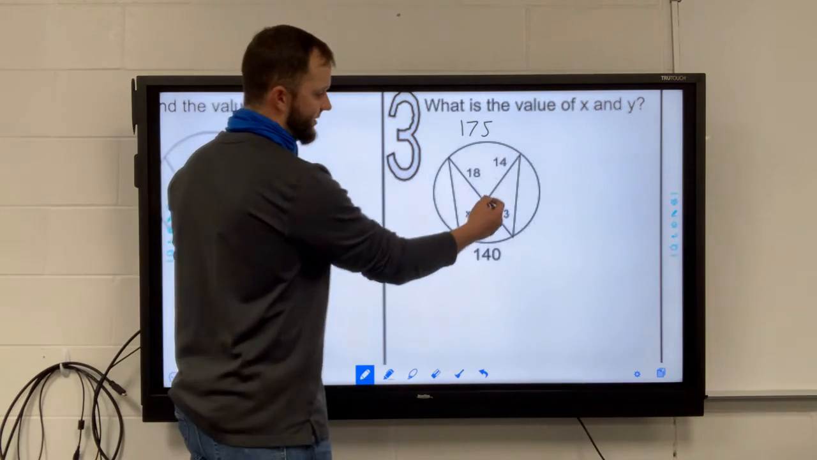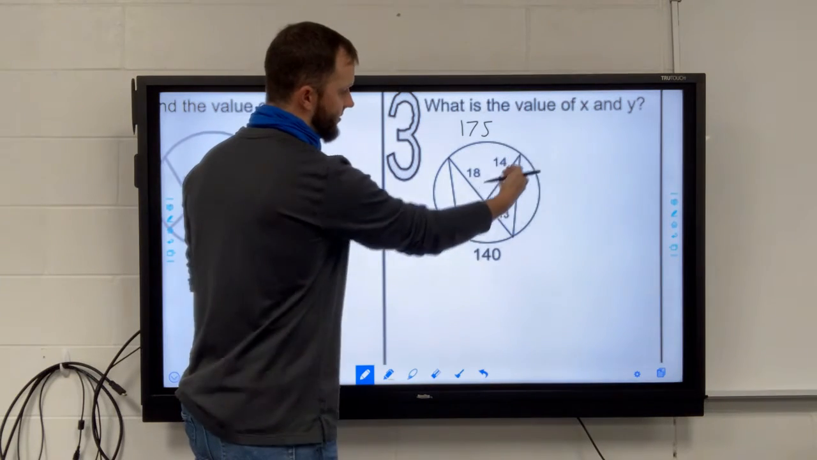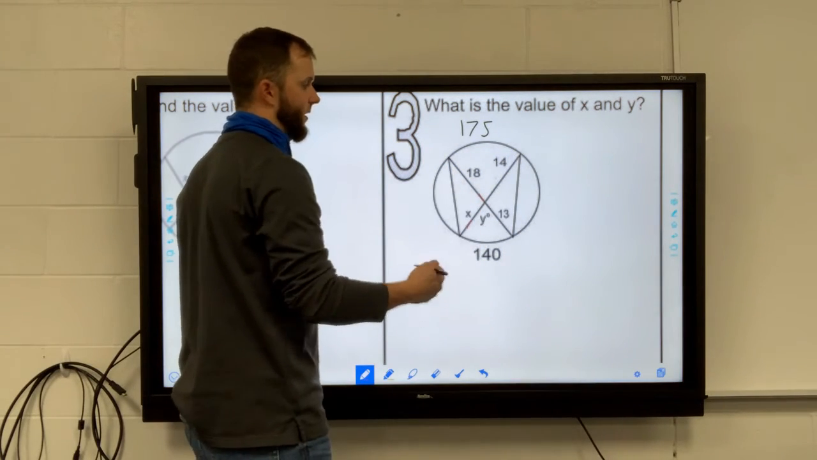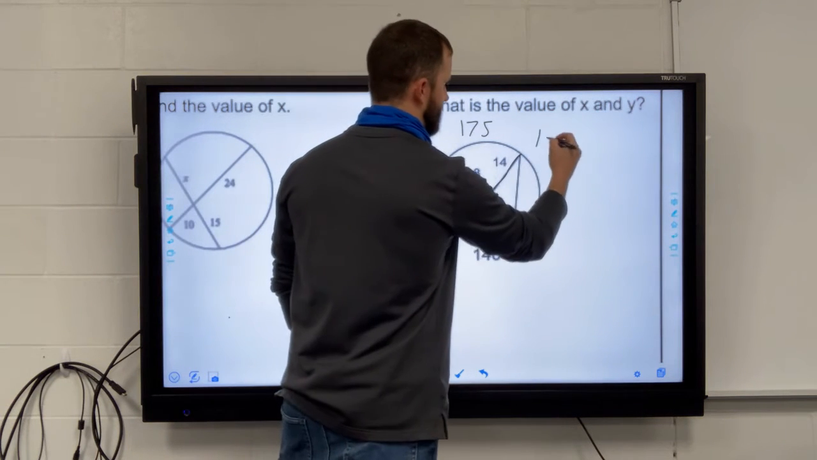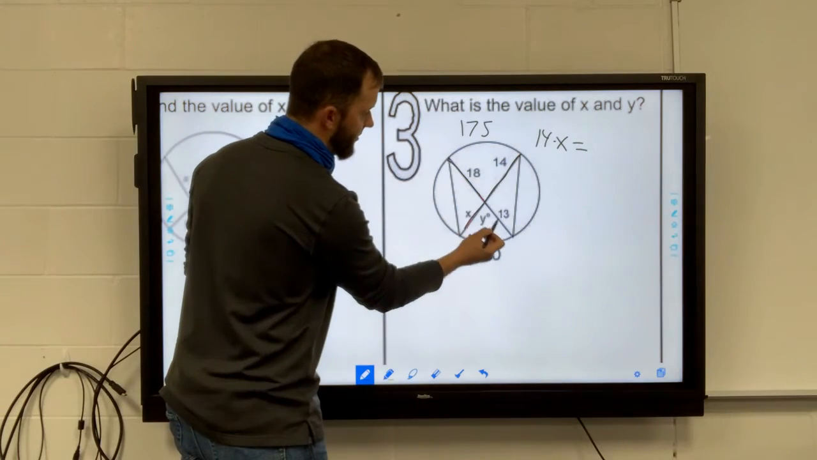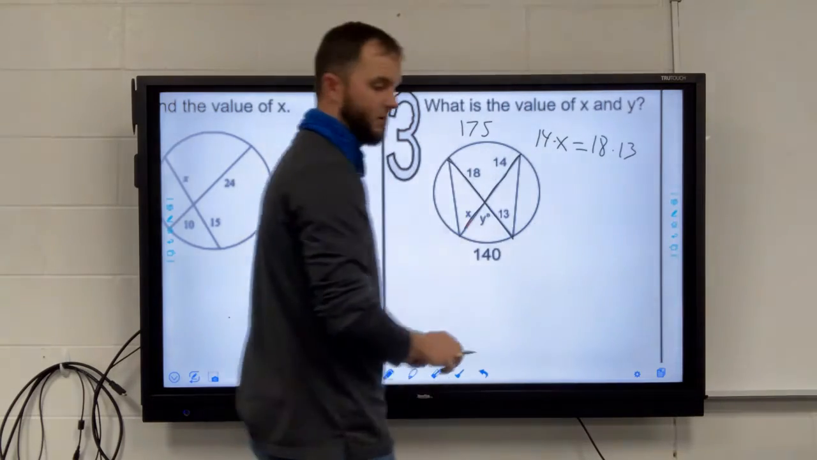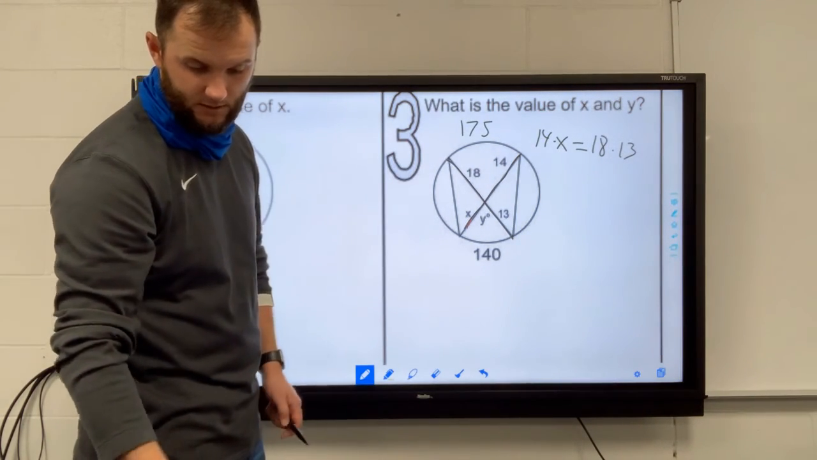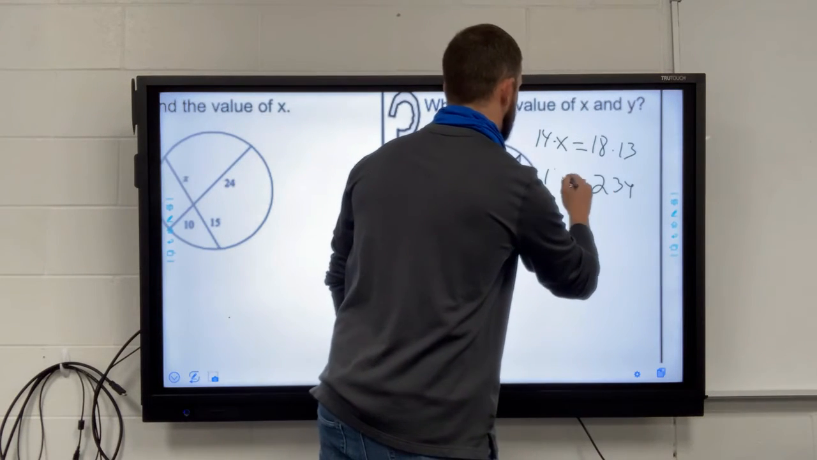So again, x is going to be your side length. So I know if I take the products of these two sides and set it equal to the product, these two sides are going to be equal to each other. So I'm going to do both of the measurements on this line, which are 14 and x. So I'm going to multiply those together, and that's going to be equal to the measurements of these two right here, which are 18 and 13. So I'm going to do 18 times 13. So 18 times 13 is going to give you 234. I'm going to set that equal to 14x.